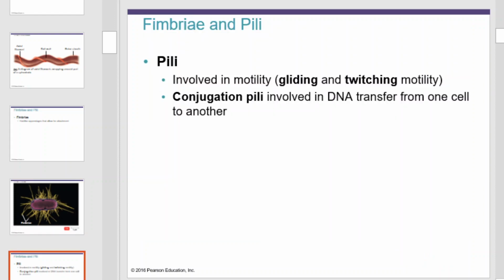Pili are involved in motility, gliding, and twitching motility, and in conjugation, which is a form of sexual reproduction in prokaryotic organisms. Conjugation pili allow for the transfer of DNA from one cell to the other.